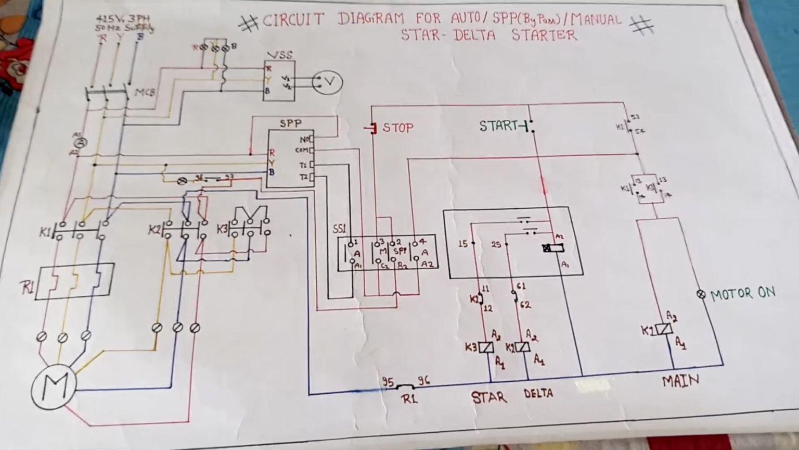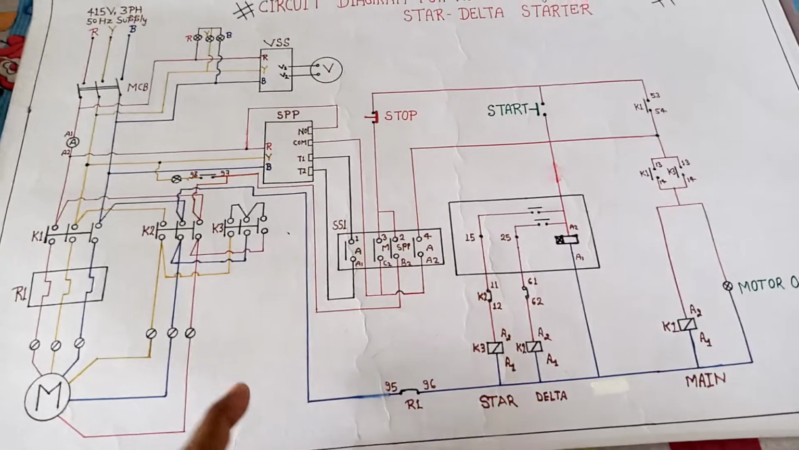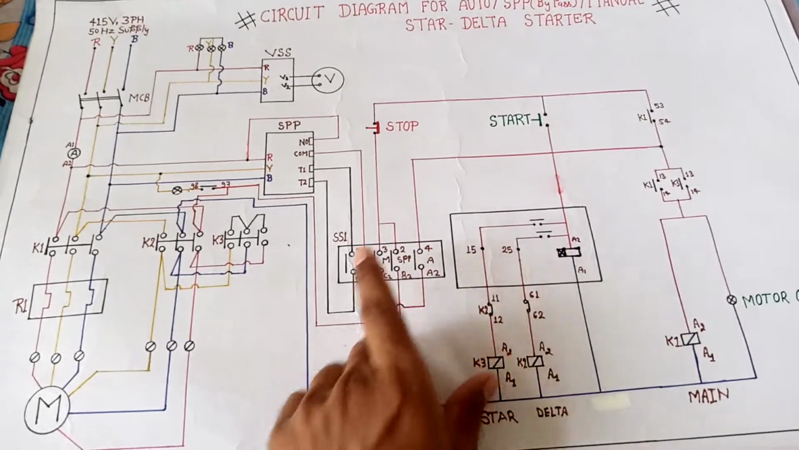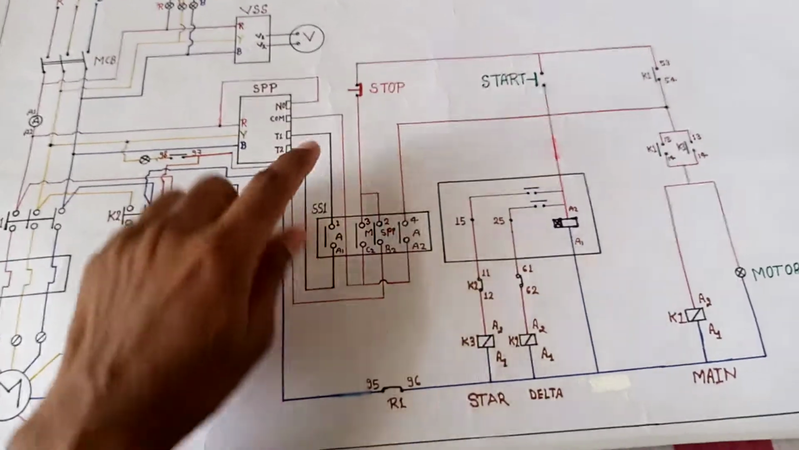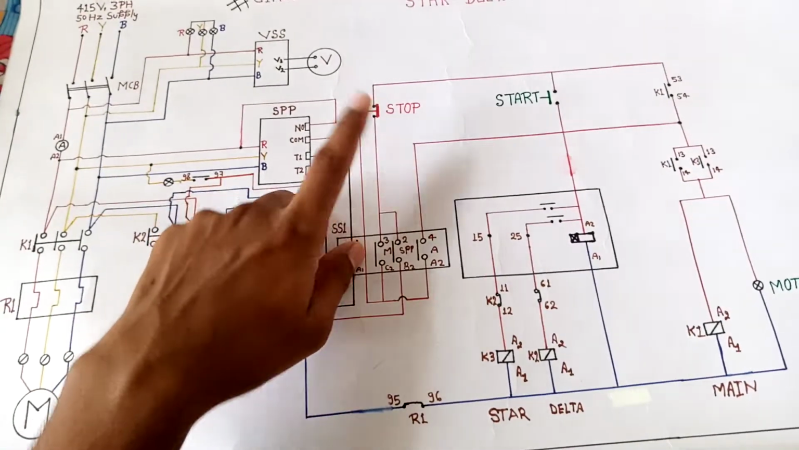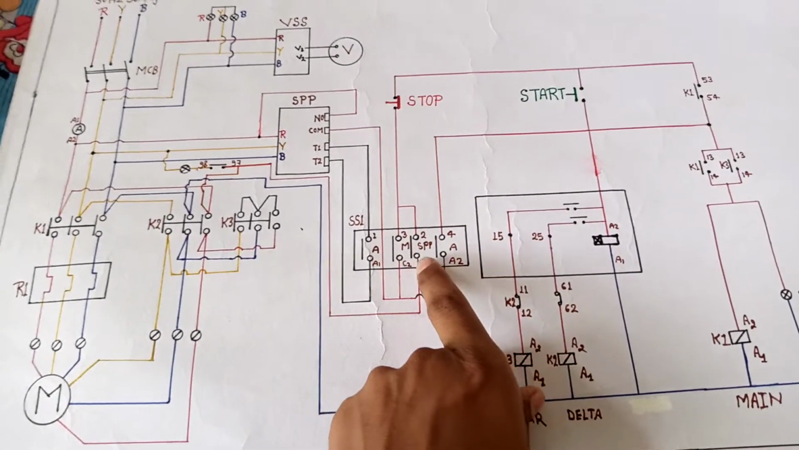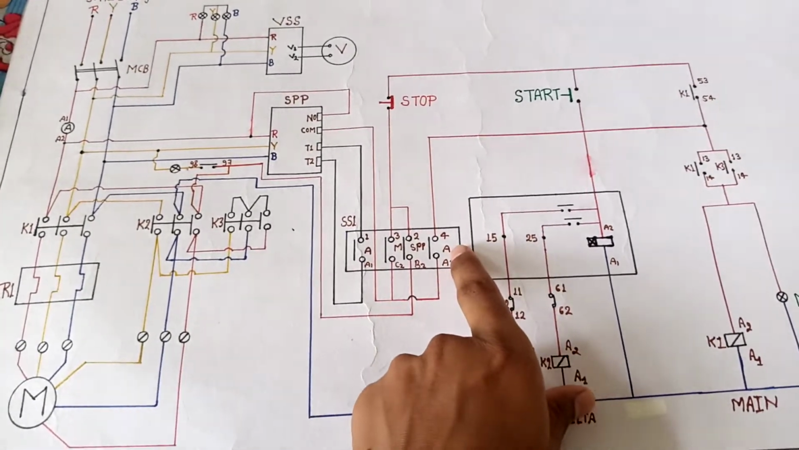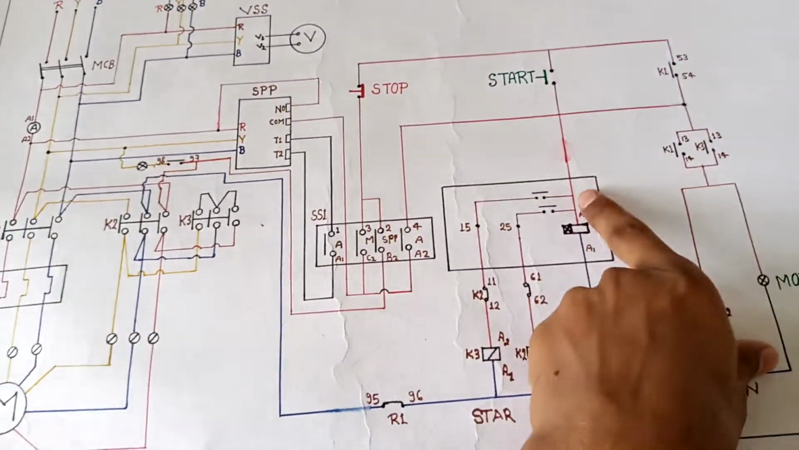Now we study how it works. The starter works depending on which mode we operate it in. If we start manually, then this terminal is short and our supply passes here. If we start in SPP bypass mode, then the 2 and B2 terminals are short and the supply passes through here, and if we select automatic mode, then the 4 and A2 terminals are short and the upper supply passes here.